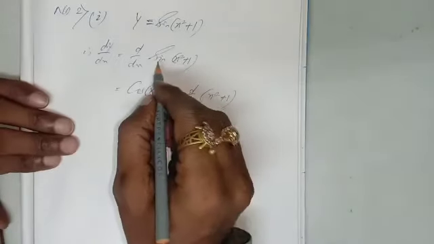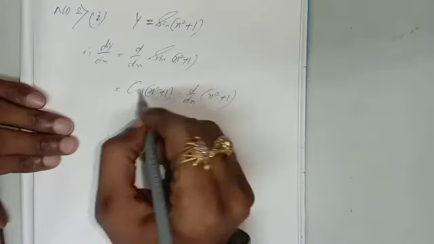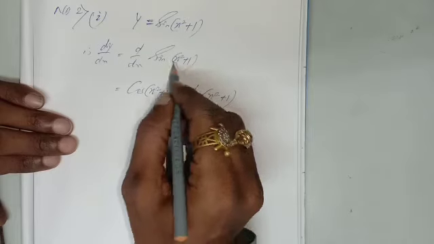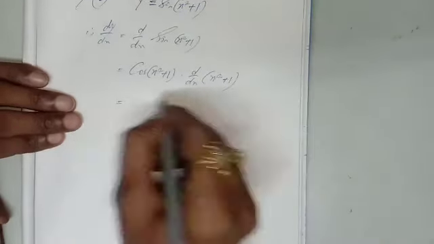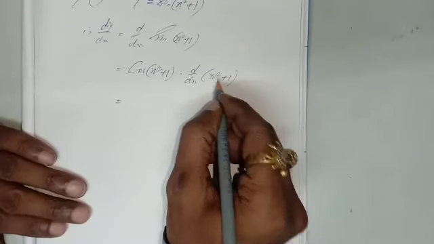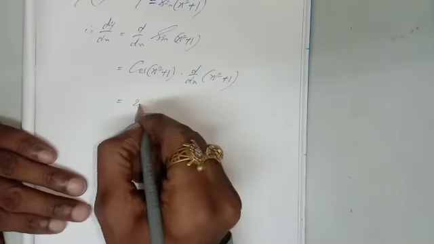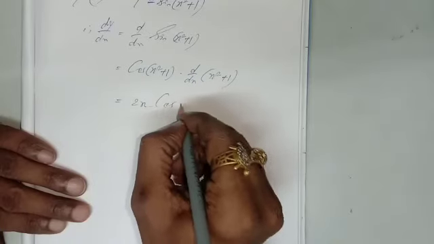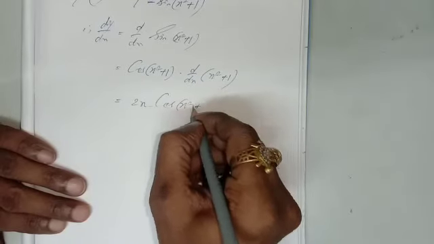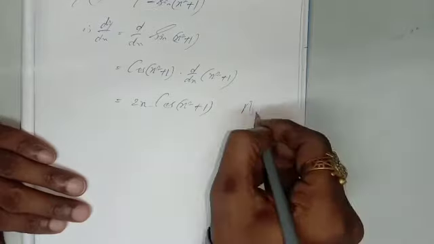First of all, think of this as sine x. The derivative is cos x, taking the same inside part as x. Again, the derivative of this inside part: the derivative of x square is 2x, and the 1 gives 0. That means 2x. I am writing first 2x cos of (x square plus 1). This is the answer.